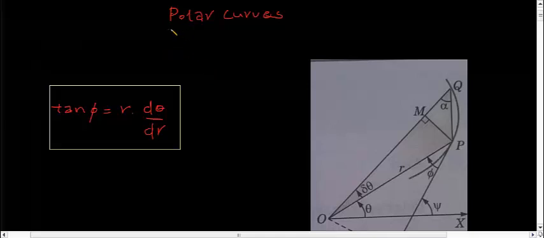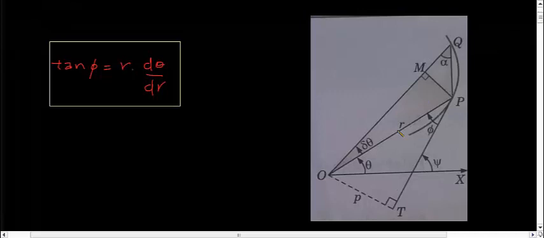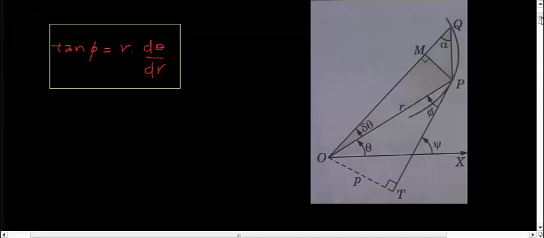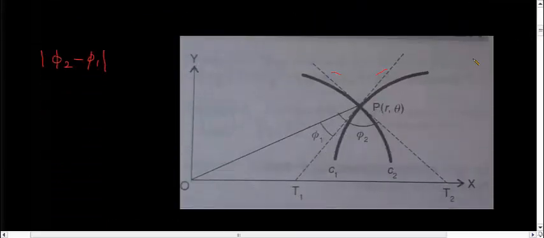In the last video we looked at polar curves and we derived this relation: tan phi is equal to r into d theta by dr, where r is the length of the radius vector and phi is the angle between the radius vector and the tangent drawn to this curve at point P. Tan phi is equal to r into d theta by dr. We derived this relation in the last video. And we also looked at this.